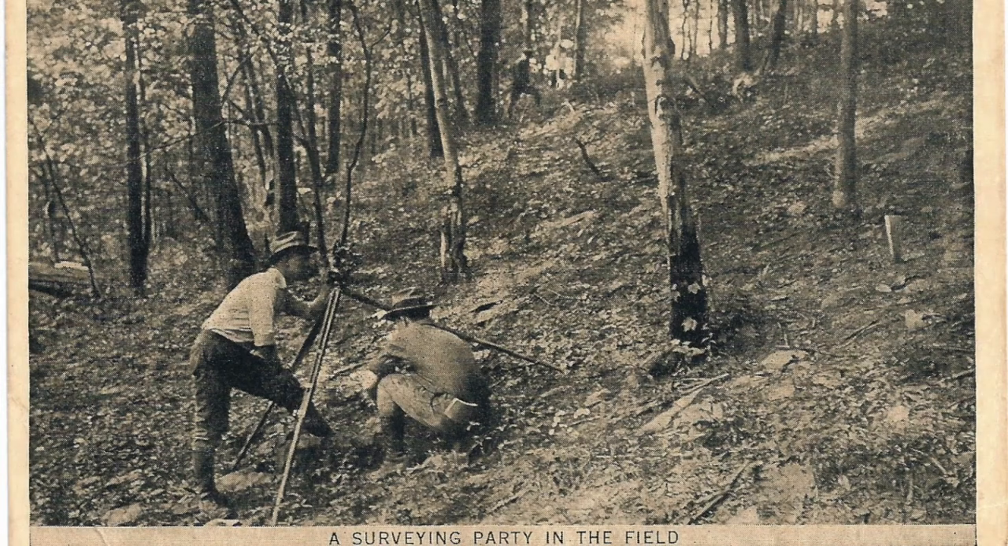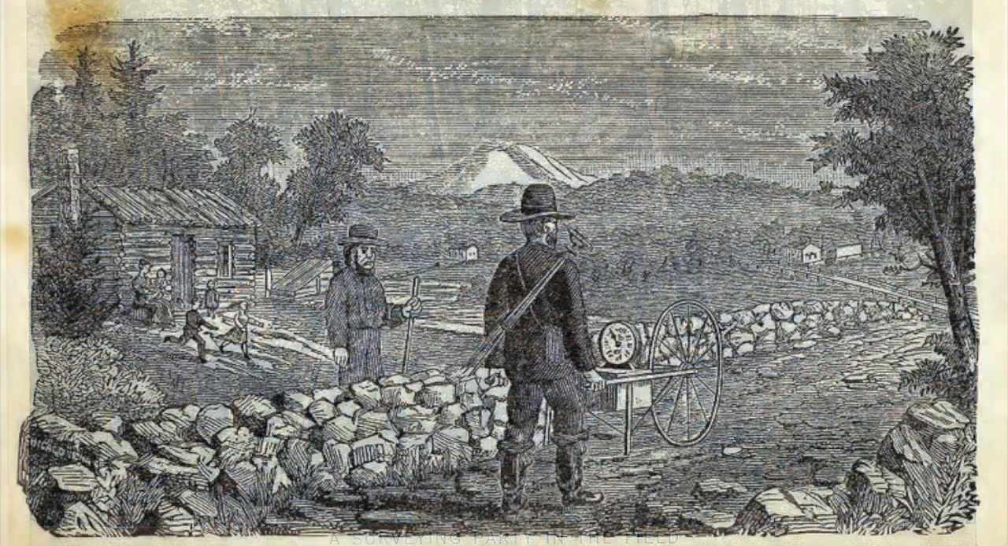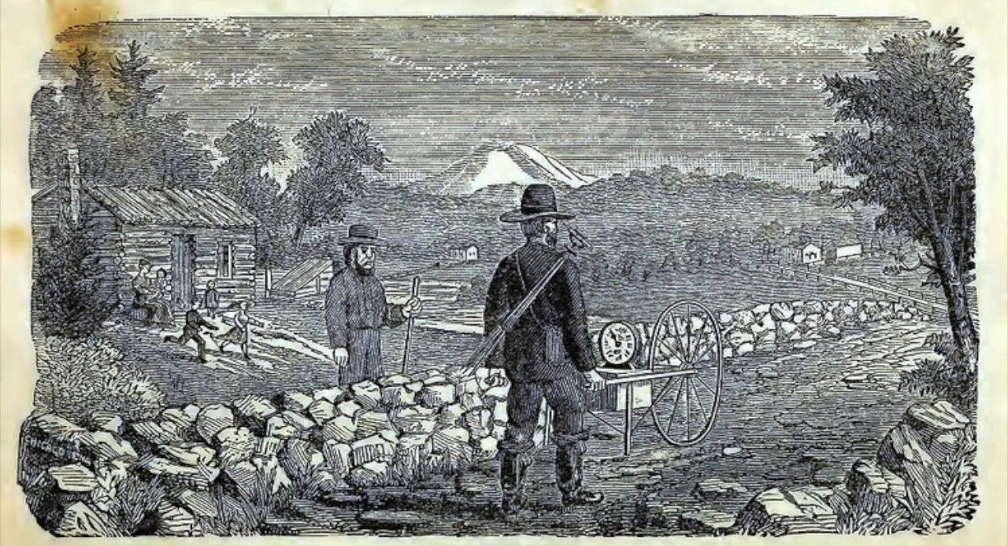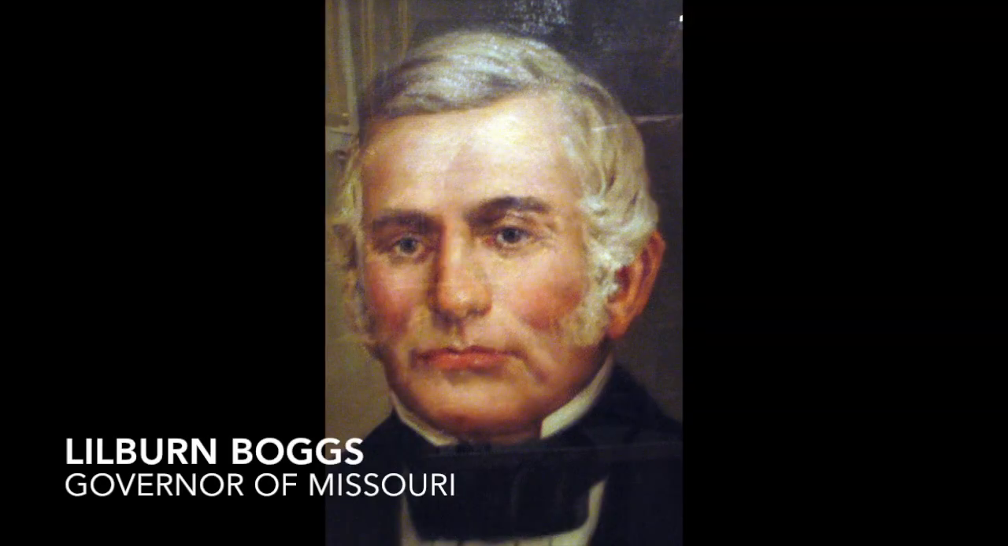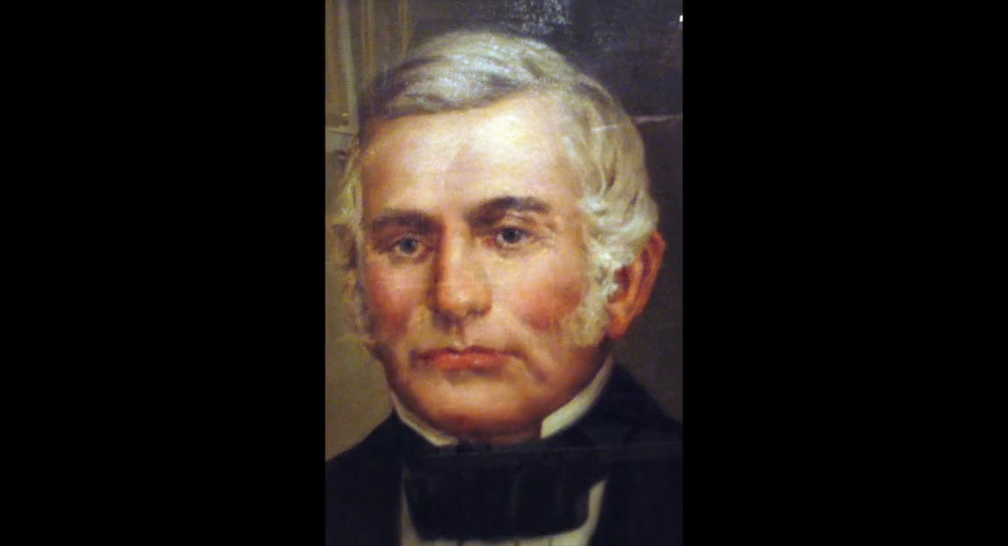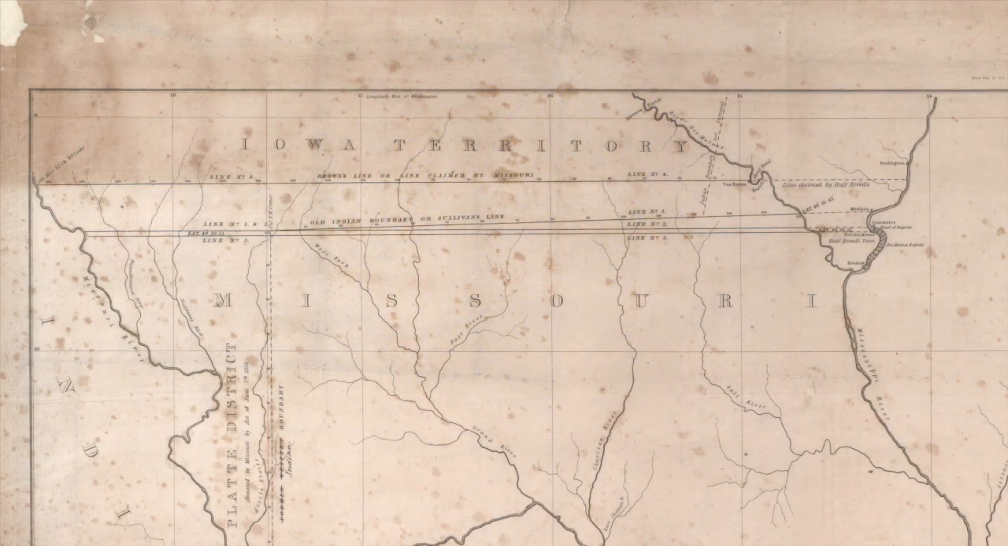A 3-member commission was appointed to sort out the disagreement, with each state and the federal government sending one person. Of the 3, only 2 representatives arrived at the General Land Office. The governor of Missouri, Lilburn Boggs, refused to send a surveyor to represent the state. Even without a 3rd member, the 2 surveyors still did not agree on a border.